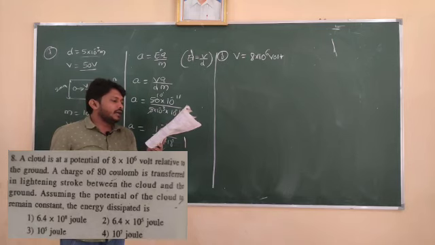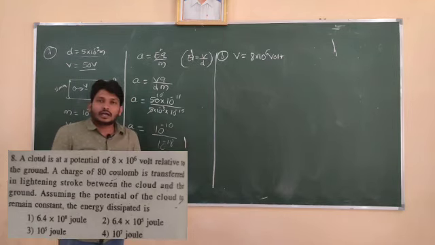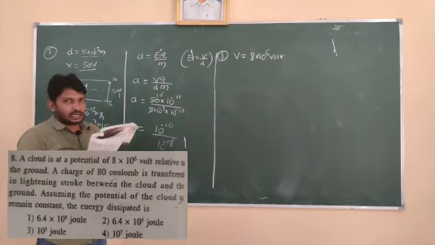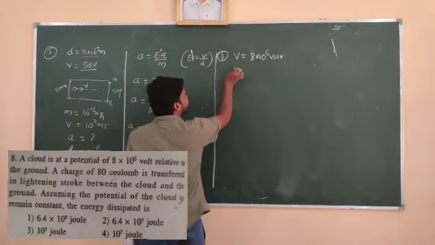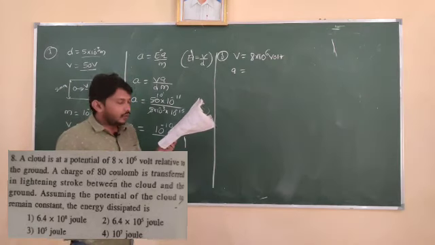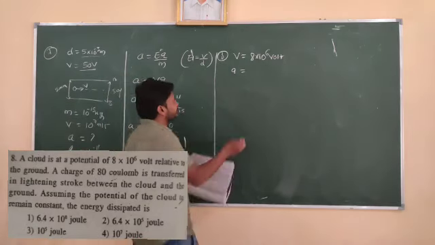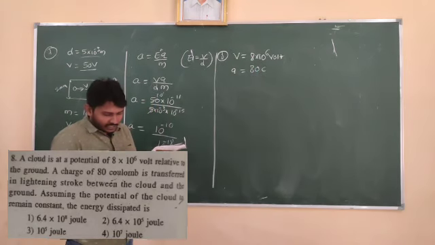Relative to the ground, a charge of 80 coulomb is transferred in a lightning stroke between the cloud and the ground. During that time, lightning is getting formed. That lightning consists of a charge, and that charge is transferring from the cloud to the ground. So the magnitude of the charge is 80 coulomb.